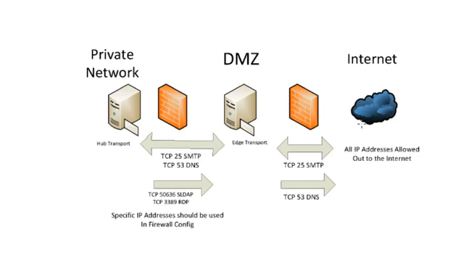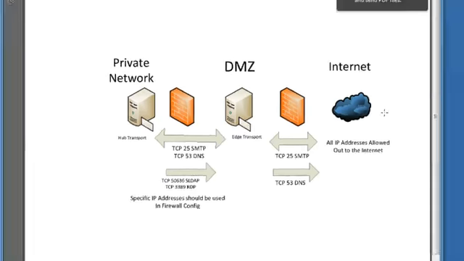From the DMZ to the internet, you once again need to have TCP port 25 open bidirectionally, so mail messages can go out as well as come in. And this is a mail server, so that makes sense. And then you need TCP port 53 open in the outbound direction, so your Edge Transport server here can utilize Internet DNS to find MX records and resolve those to IP addresses so it's able to send mail.